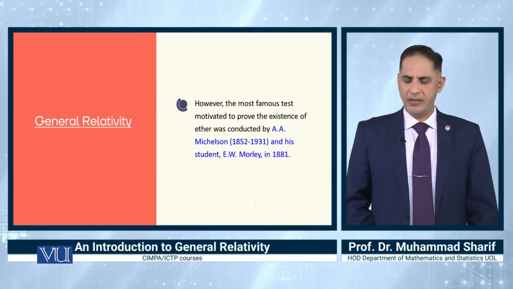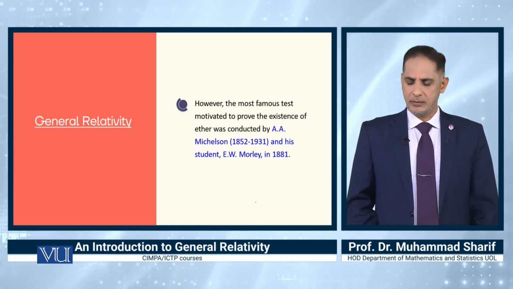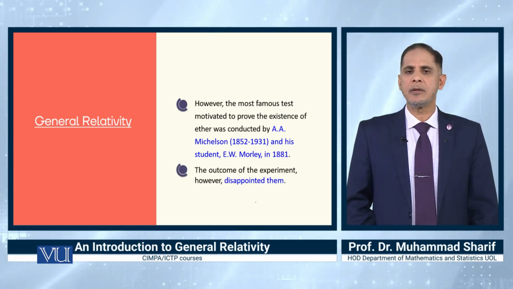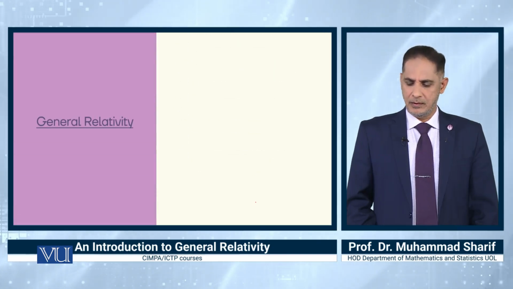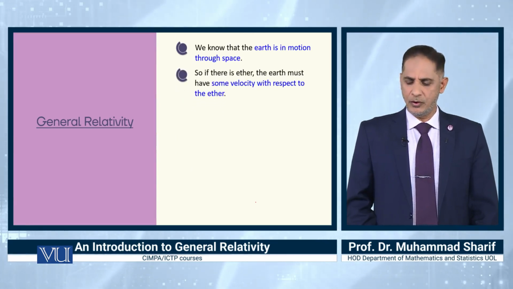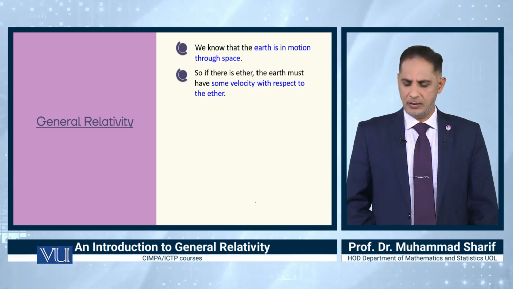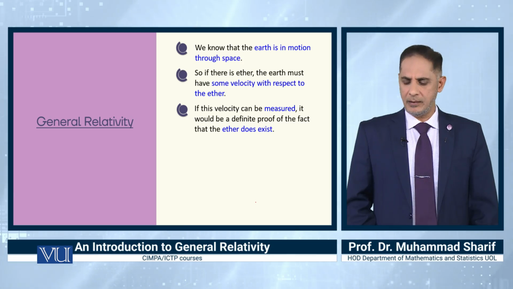However, the most famous test motivated to prove the existence of ether was conducted by Michelson and his student Morley in 1881. The outcome of this experiment disappointed them. So, we know that the earth is in motion through space. If there is an ether, the earth must have some velocity with respect to this ether. If this velocity can be measured, it would be a definite proof of the fact that the ether exists.